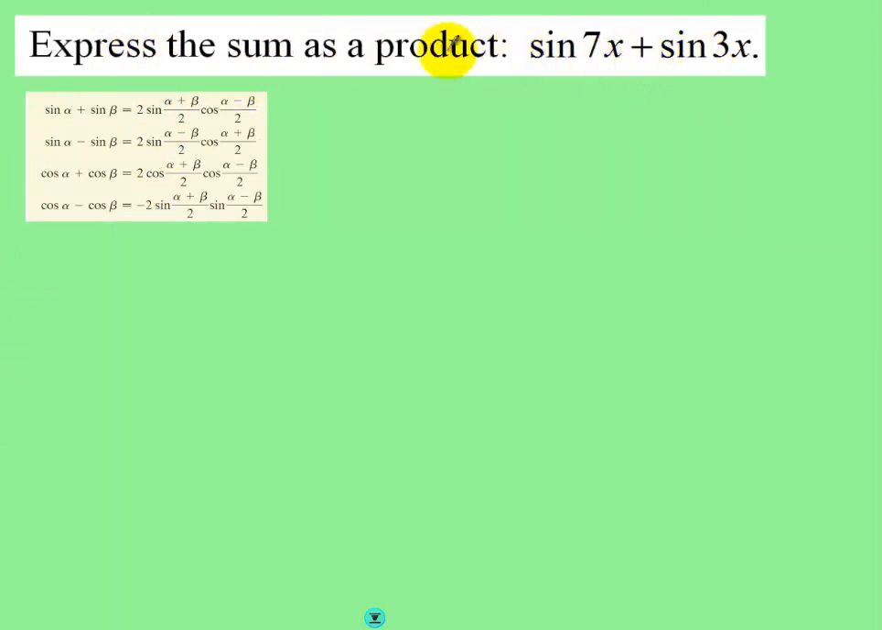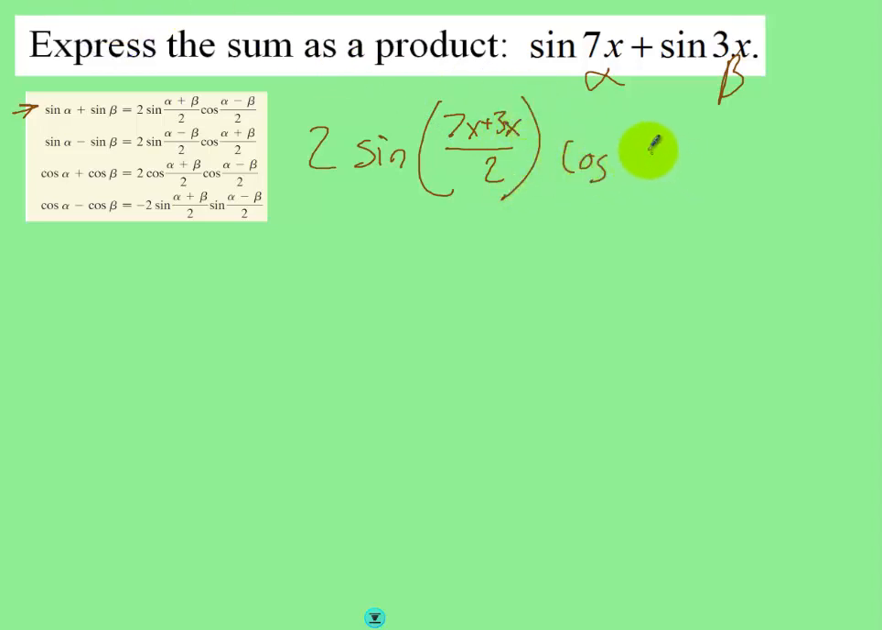Express the sum as a product: sine of 7x plus sine of 3x. So which one do I use? Well, that top one, sine of alpha and beta. So 7x is my alpha, 3x is my beta. So that's going to equal 2 times sine of alpha plus beta, 7x plus 3x, over 2. Oh, I don't like that parenthesis right there. Should have done a big one. Let's rewrite that. It's 2 times sine of 7x plus 3x over 2, times cosine of 7x minus 3x over 2.